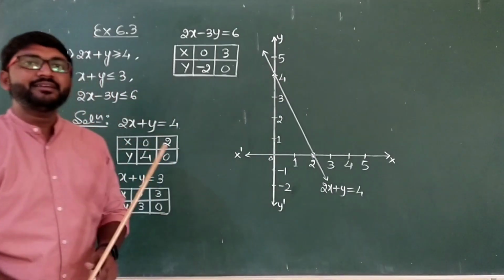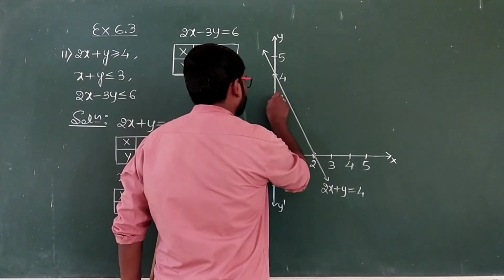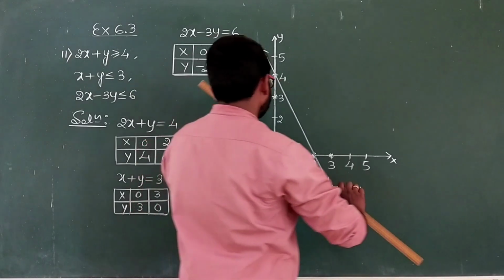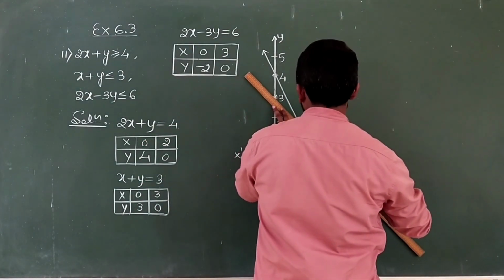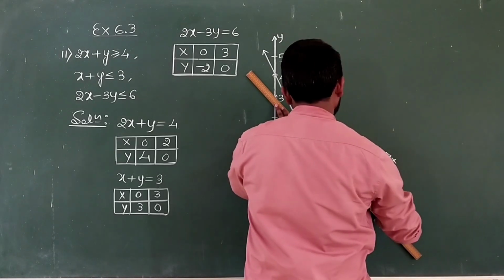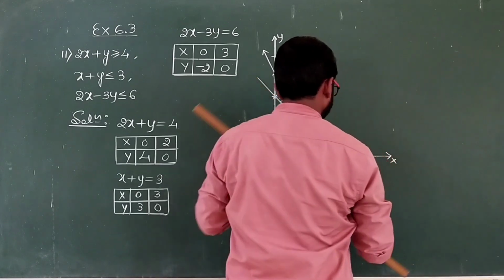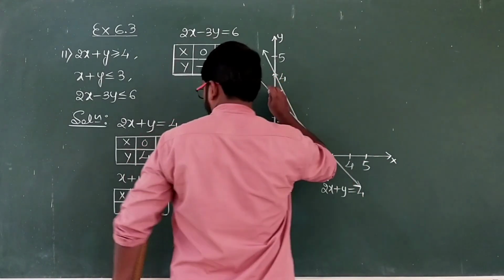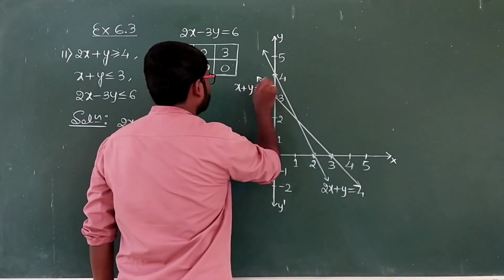Next we have to take the second table. It is 0, 3 and 3, 0. So we have the points 0, 3 and 3, 0. Again join these two with the dark line. Here you put the arrow mark and we'll write the equation now: x plus y equals 3.